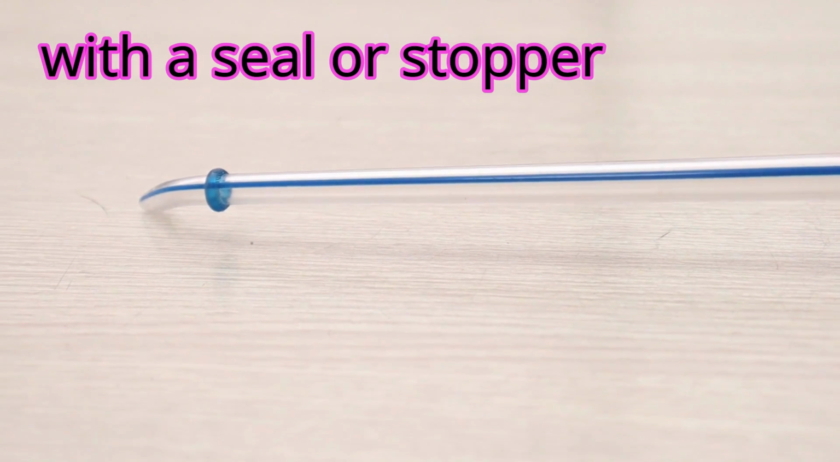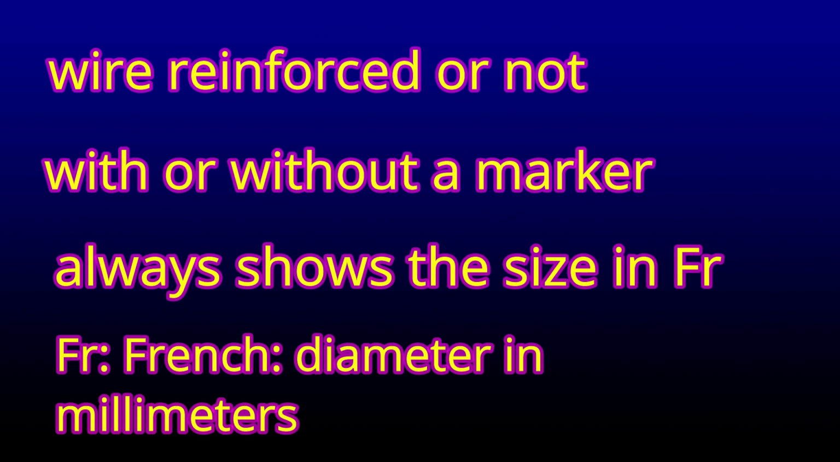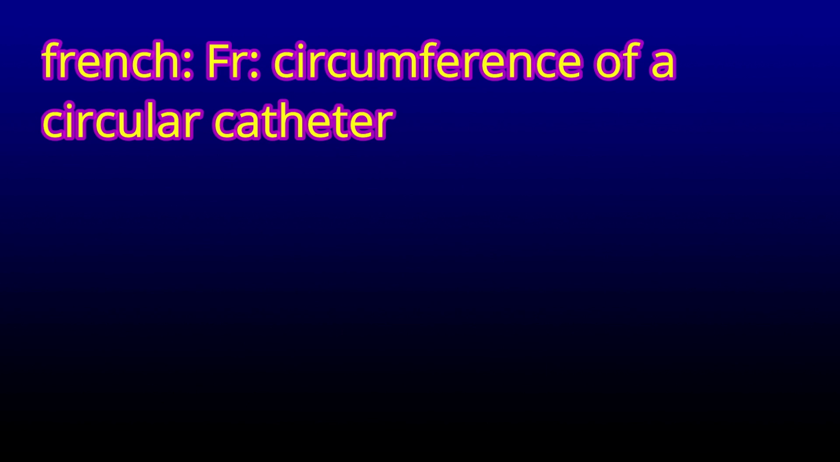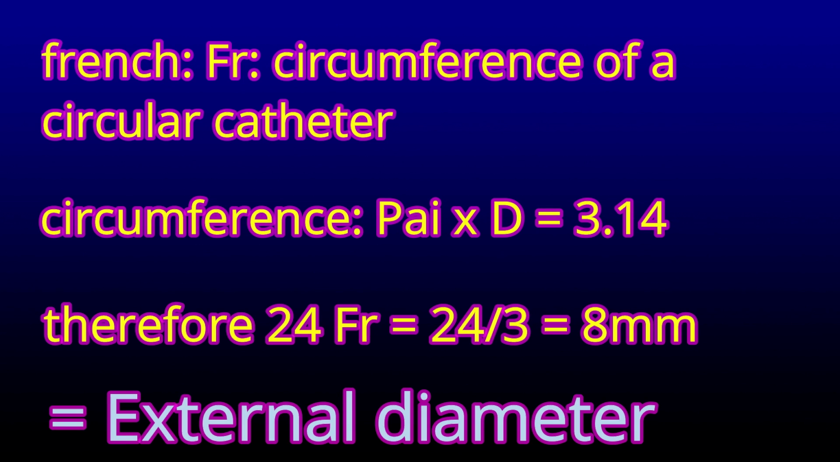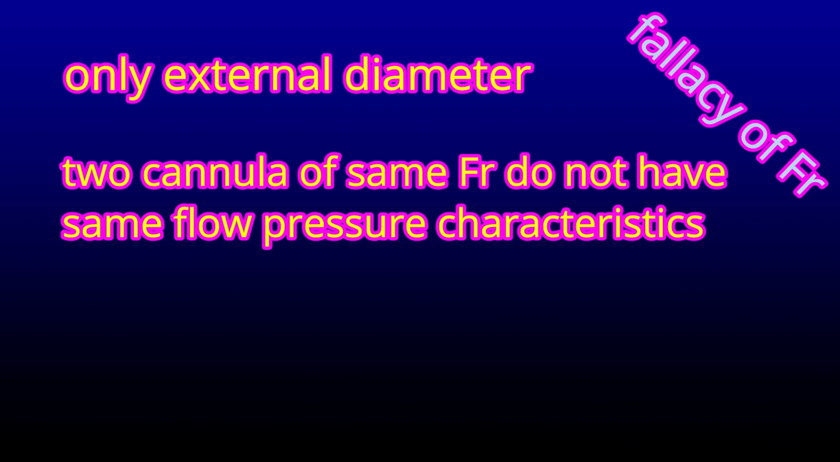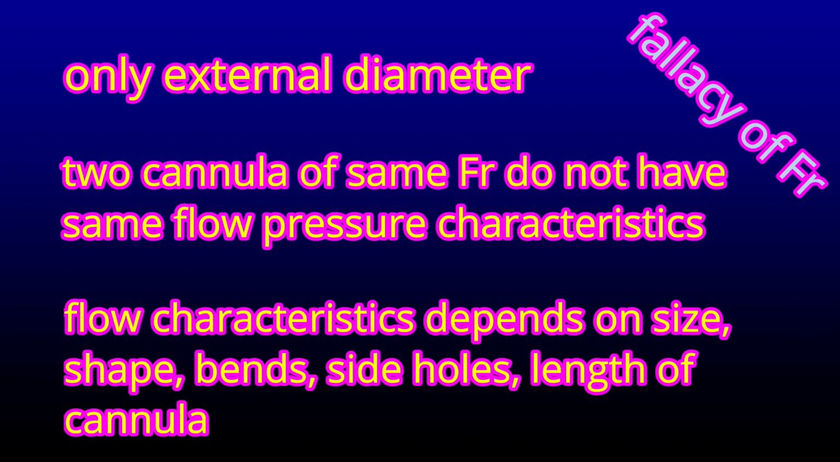There's always the size shown on the cannula in French. And French means nothing but the circumference of a circular catheter, which is described by pi d, and therefore it means the external diameter of the cannula itself. But the fallacy of the French is that it only describes the external diameter of the cannula. It cannot describe anything about the flow characteristics that would depend on the size, shape, side holes, or if there are bends, and length of the cannula.